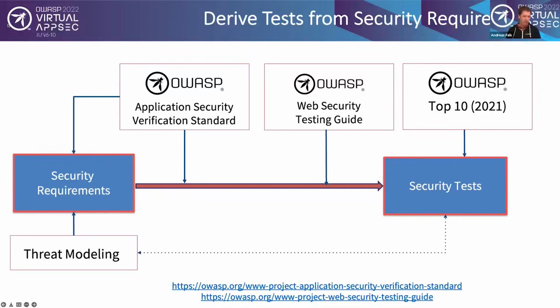Sometimes they also say it should be secure according to the OWASP Top 10 list. So they see the OWASP Top 10 list as some kind of certification for the application, which it typically is not. It's just a checklist to check for these kinds of requirements. But that does not help the developers very much.